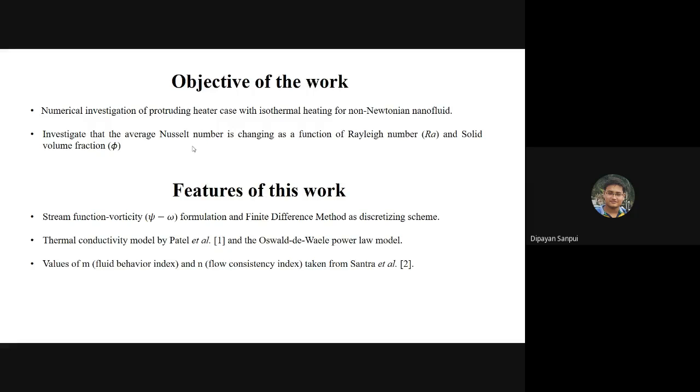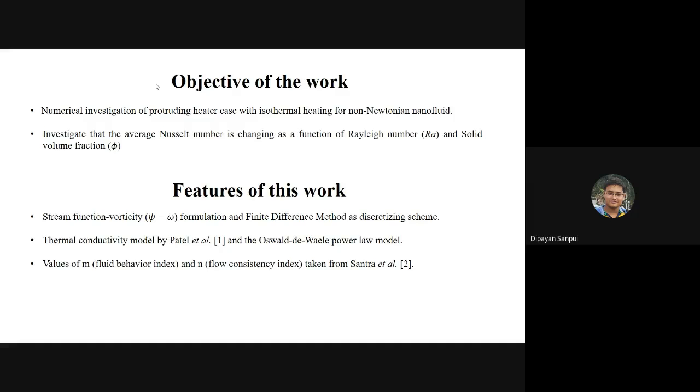Gravity and buoyancy dominated. Now, starting with the objective of the work, we have numerically investigated the protruding heater case for a non-Newtonian nanofluid, and we have investigated how the average Nusselt number for the natural convection is changing with the changing Rayleigh numbers and solid volume fraction, or concentration, of the nanofluid.